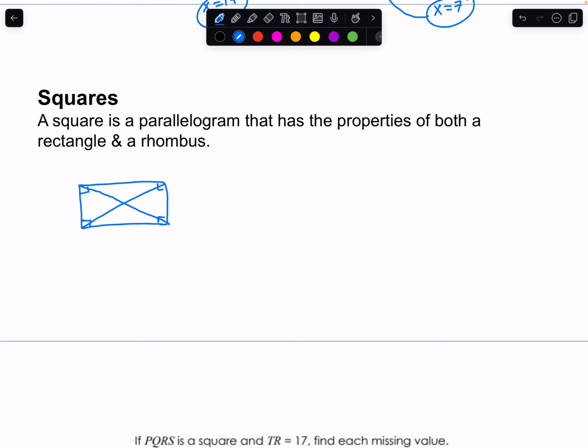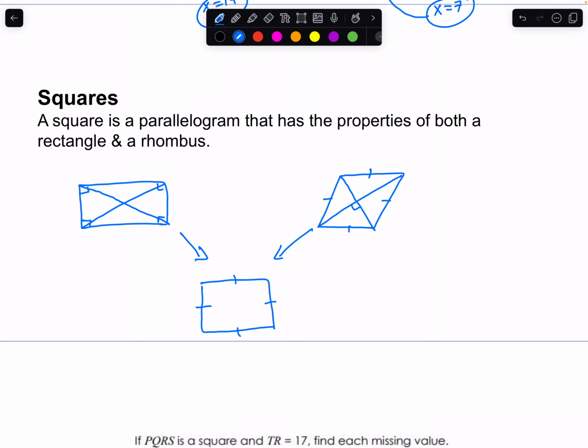We also have a rhombus, which is a parallelogram with four congruent sides. Now, since these four sides are congruent and the diagonals intersect at 90 degrees, we have ourselves a rhombus. Together, if we merge these two rules together, we form exactly a square. And that's exactly what it is, right? All sides are going to be congruent, like the rhombus. All angles are 90 degrees, like the rectangle.